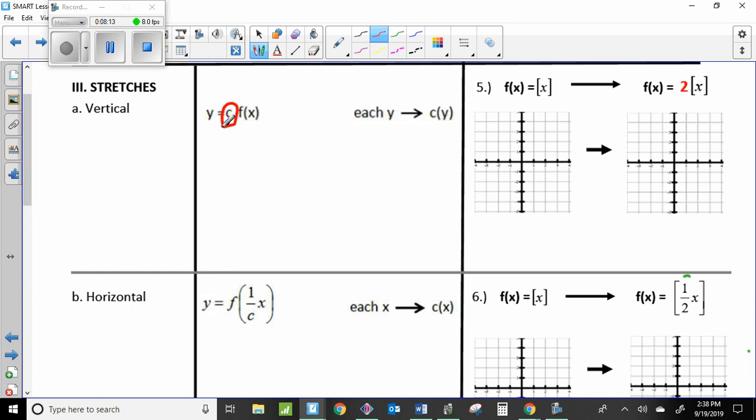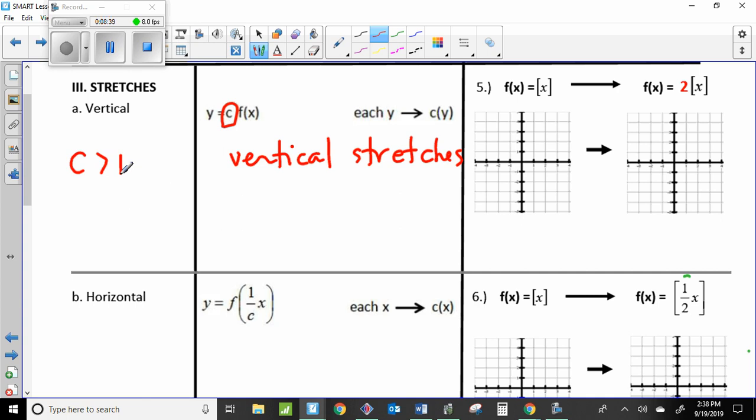So let's talk about first the vertical stretch. So here's a vertical stretch. If I multiply it by a value that's greater than 1, so if my c is greater than 1, like say for example c is 2, say c is 3, and so on and so forth, it will multiply the y value by that number.